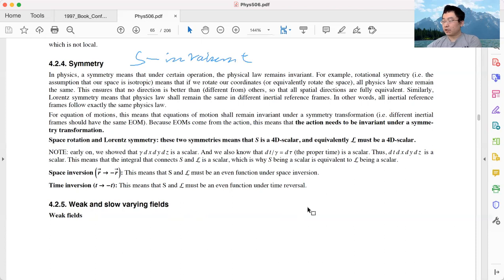And the reason for that is actually quite straightforward. Previously we know symmetry means if we do something, the equation of motion should stay the same.